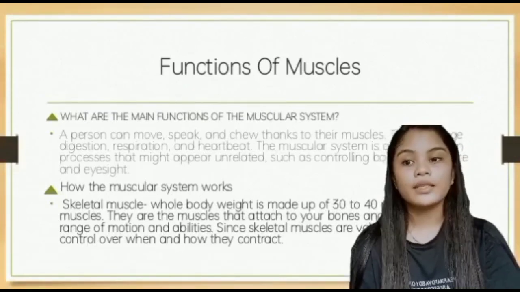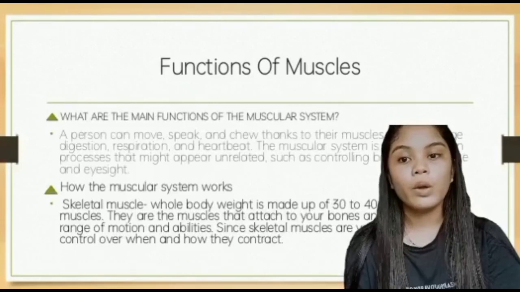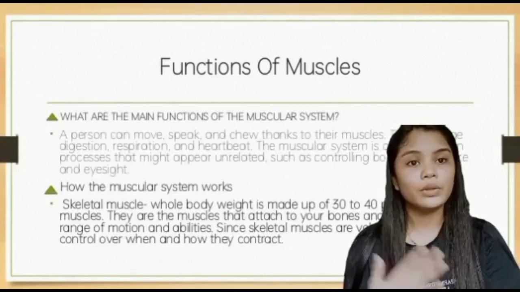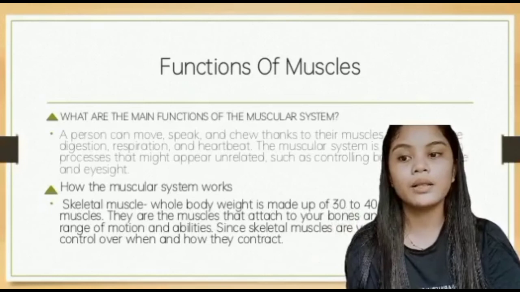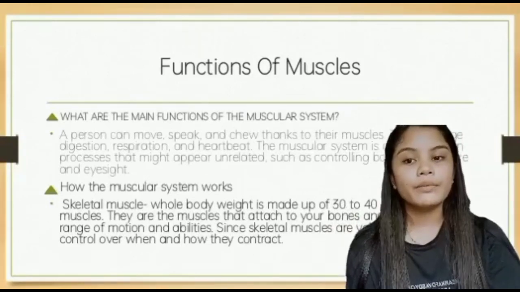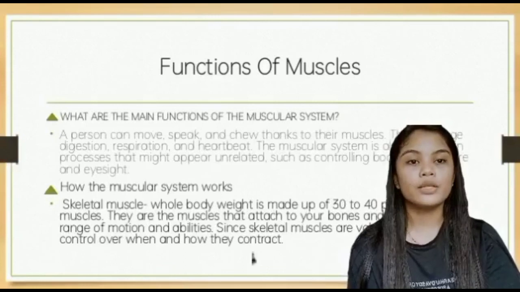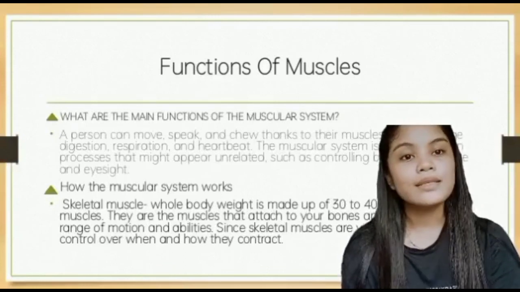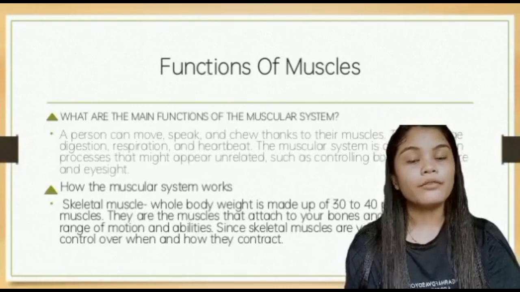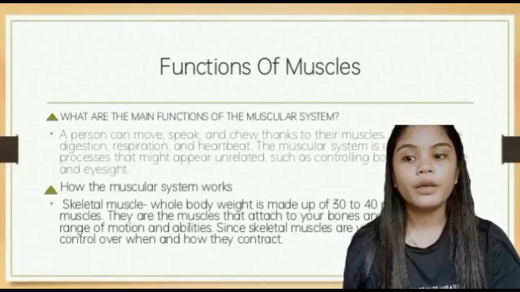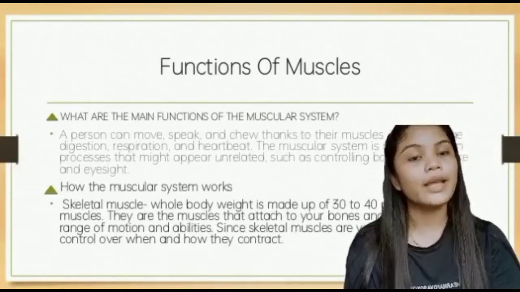First, skeletal muscle. Skeletal muscles make up 30 to 40% of the weight of the whole body. They are the muscles that attach to your bones and give you your range of motion and abilities. Since skeletal muscles are voluntary, you have control over when and how they contract.